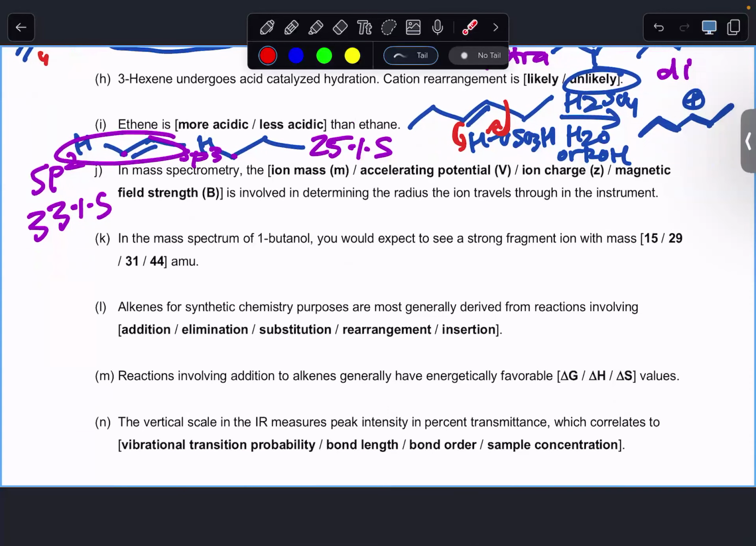So this next question here is asking which factors would contribute to calculating or determining the radius the ion travels through in the instrument. So there's this equation that he gave during lecture. I forgot what the equation is. Let me pull it up really quick. Let's see, equation. Where it was radius equals, let's see, what was it?